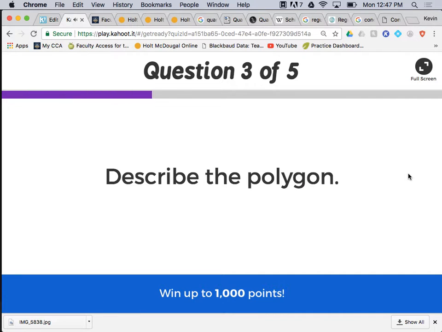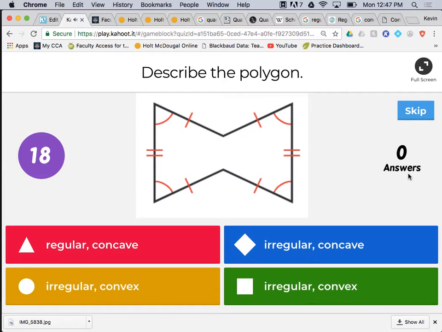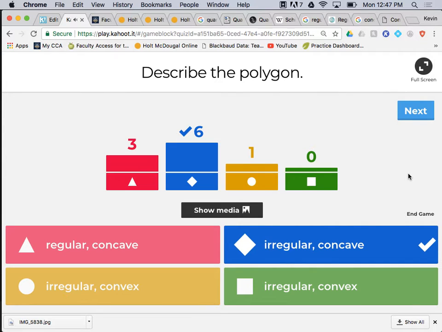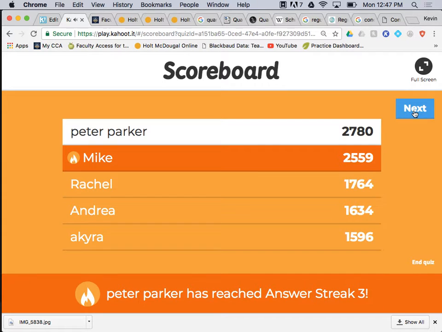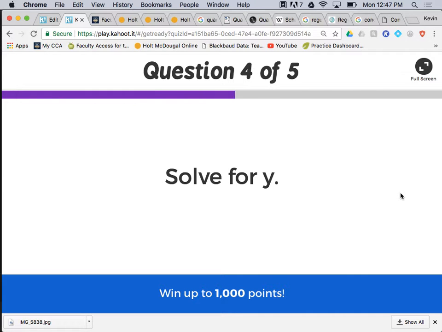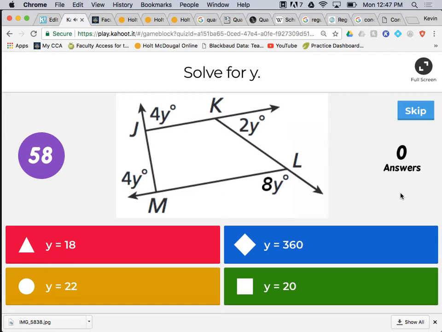Describe the polygon. Regular or irregular, concave or convex. Irregular because not all the angles were the same, and it's concave because it caved in. Good job. Solve for y. You got a minute. Get out your pencil and paper. You add them all up. Remember, what do the exterior angles add up to? 360. Set them equal to 360 and you divide to solve.